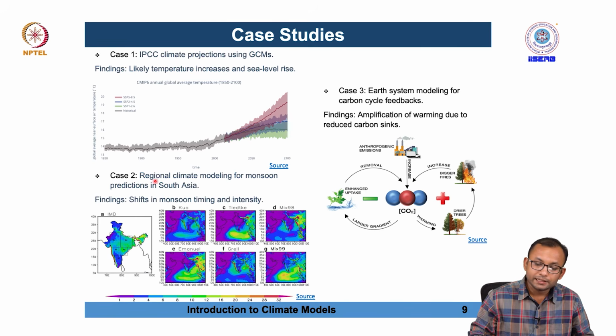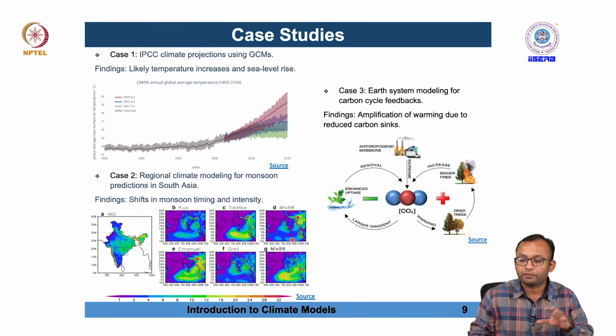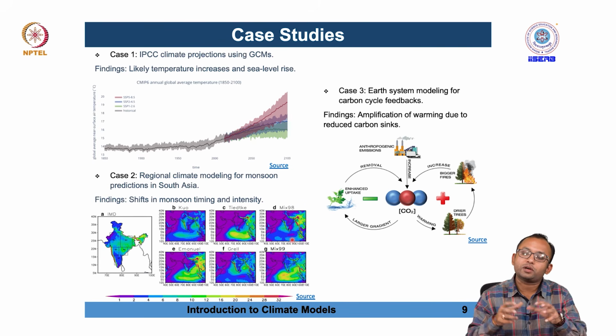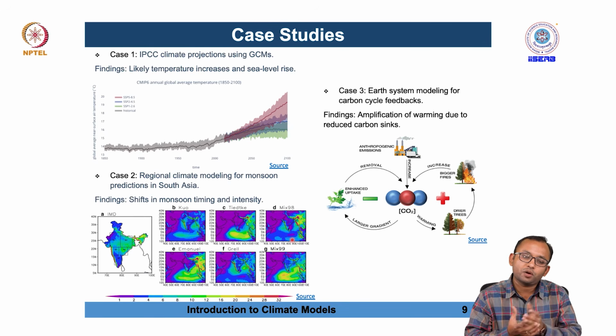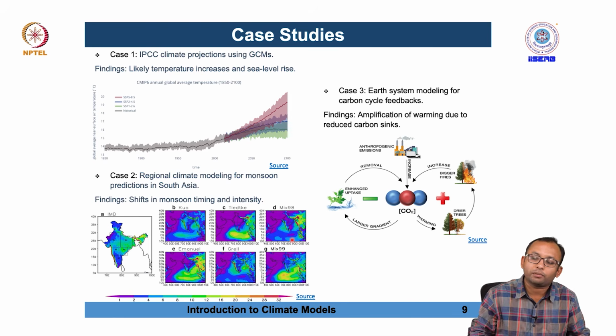The second case study is about the regional climate model for monsoon prediction in South Asia. Let's say you are interested in how the monsoon has shifted in South Asian countries, and its timing, intensity and magnitude. In this particular research, IMD has done different types of modeling, and based on that they have predicted how the monsoon will change its behavior in the future or historical part of the world. So this is a kind of process understanding, or process response modeling, of a certain region based on a very high resolution regional climate model system.